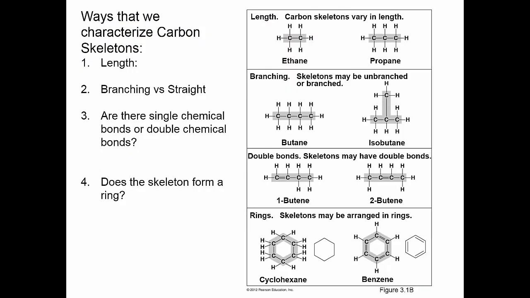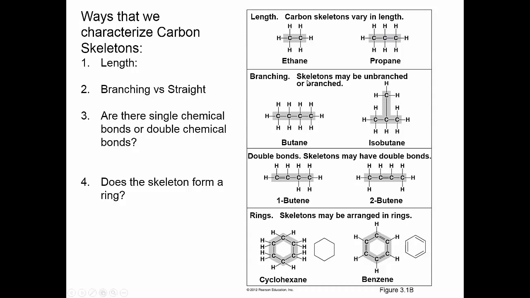There are multiple ways that we can characterize carbon skeletons or carbon backbones. The first and most simple way would be length. So at the top you can see an example of 2 different carbon skeletons. This one has 2 carbon atoms at the heart of it, and this one has 3 carbon atoms at the heart of it. So the length of the carbon skeleton is a way that we characterize carbon-based molecules.